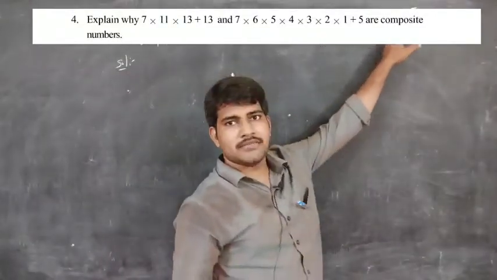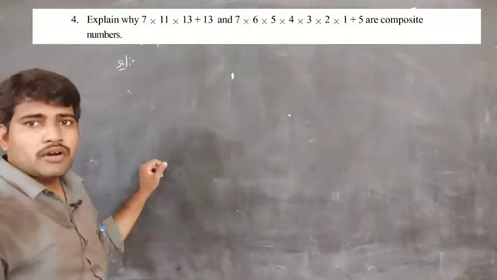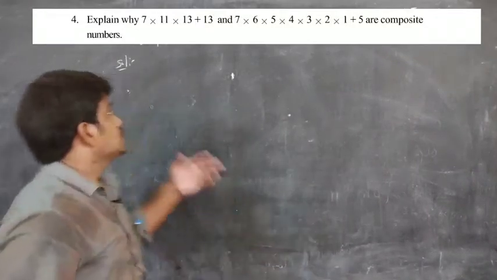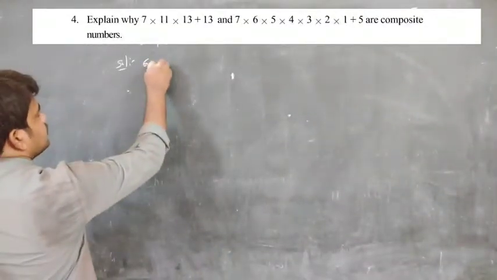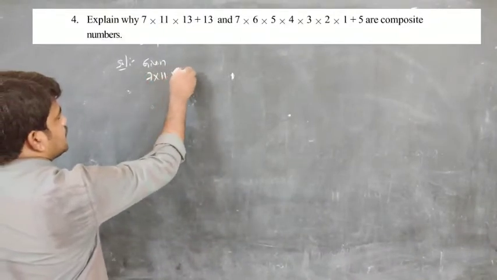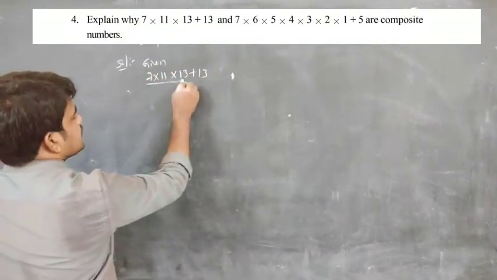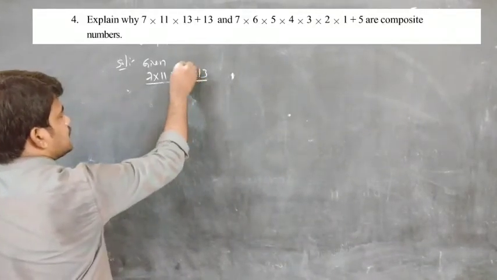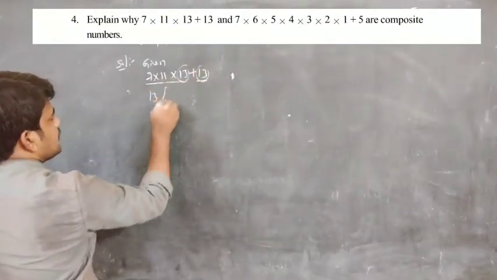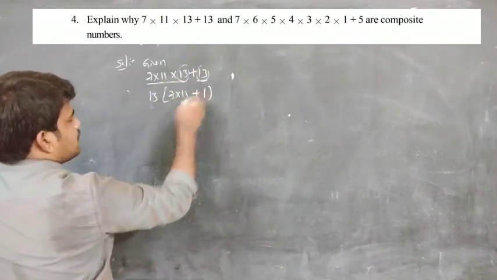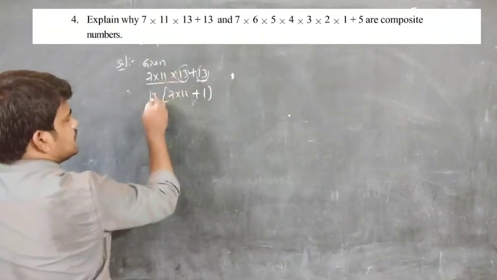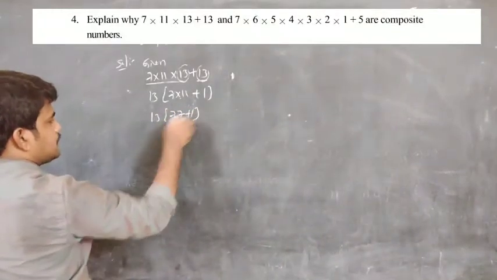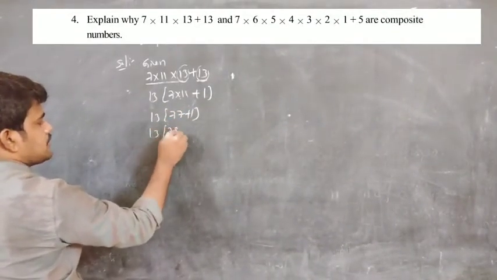Question: explain why 7 into 11 into 13 plus 13 and 7 into 6 into 5 into 4 into 3 into 2 into 1 plus 5 are composite numbers. What are composite numbers? A composite number can be written in the form of a product of primes. So here, given 7 into 11 into 13 plus 13. Taking 13 common from both terms, the remaining is 7 into 11 plus 1, because 13 into 7 into 11, and this is 13 into 1. So 13 into (7 elevens are 77 plus 1), so 13 into 78.